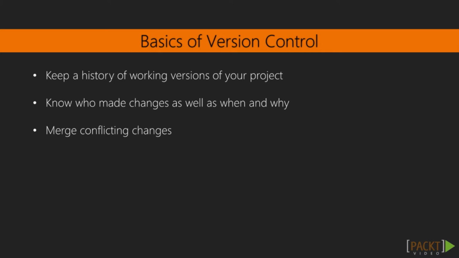So what is version control? Version control is a tool that allows you to keep a history of changes to your content. When used for computer programs, each history entry typically represents a working version of code. The history will show us who made changes, when they were made, and why. And perhaps most importantly, a version control system can merge conflicting changes when two different team members modify the same content.